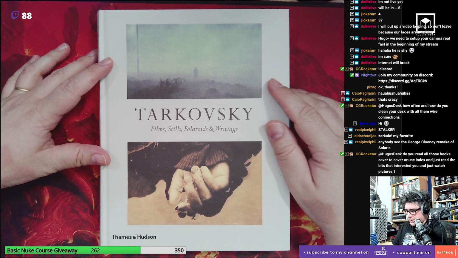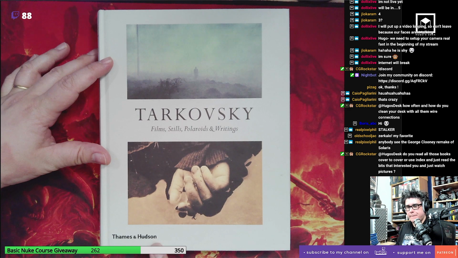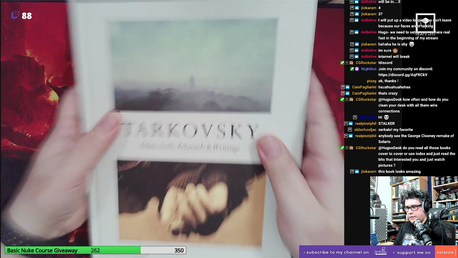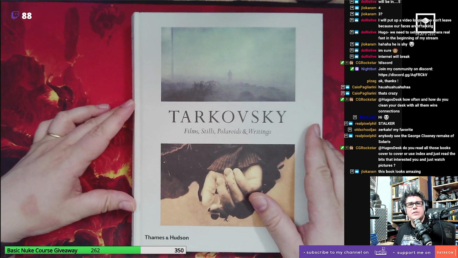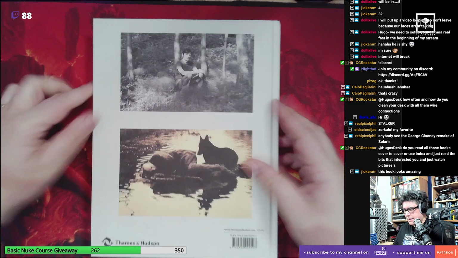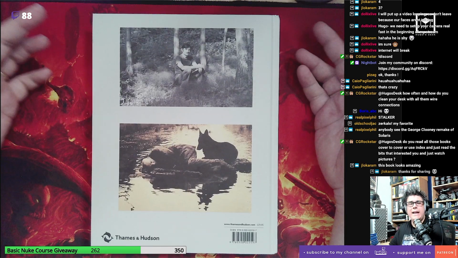Tarkovsky: Film Stills, Polaroids and Writings from Thames and Hudson. It's a pretty big book. It's a thick, hardcover book. Not sure you can get it digitally. But it is a mind-blowing book from a filmmaker that died so young, man.